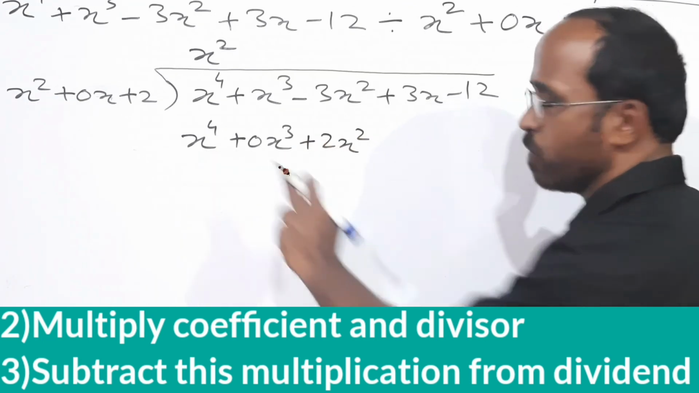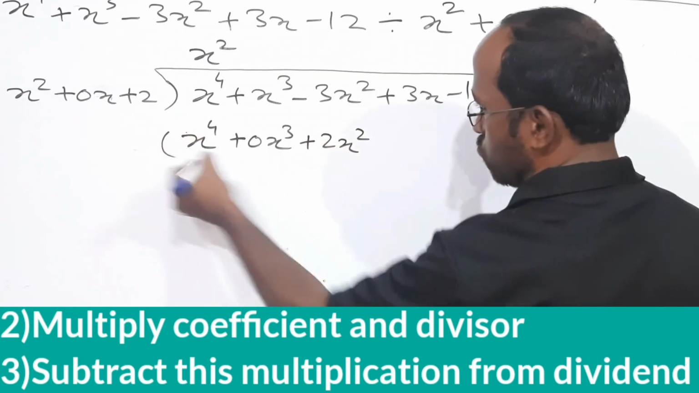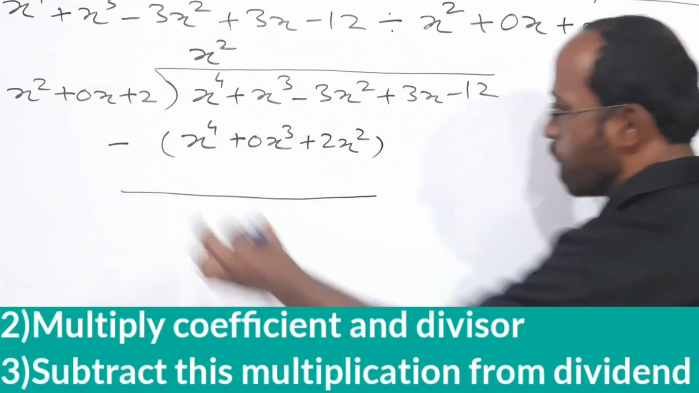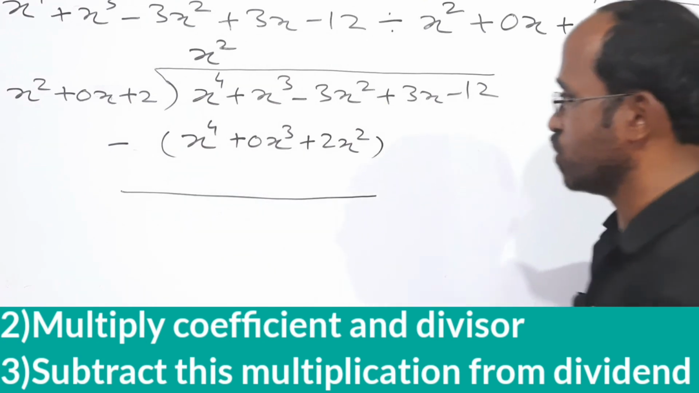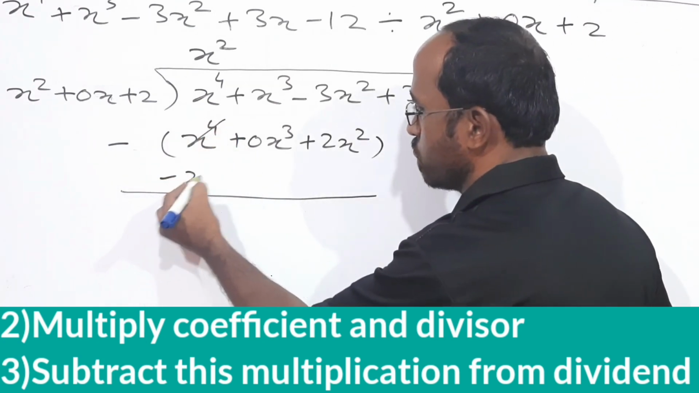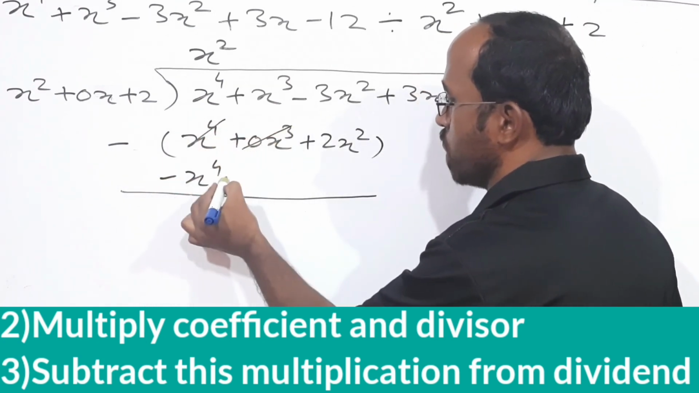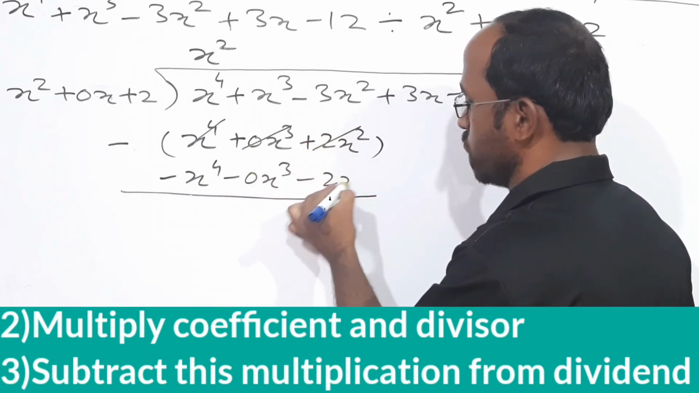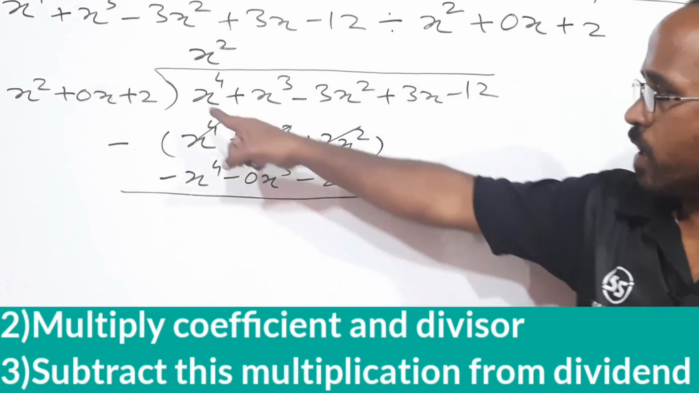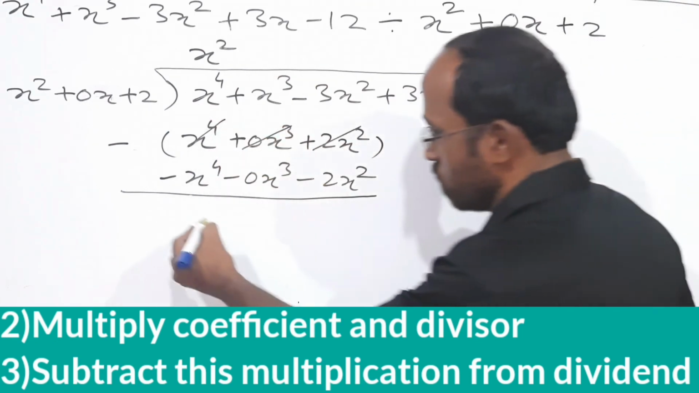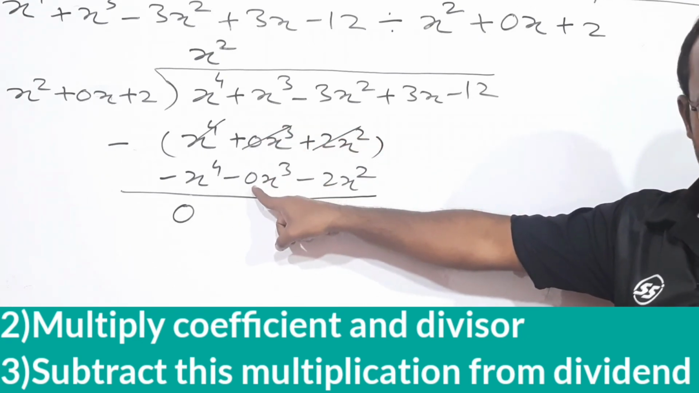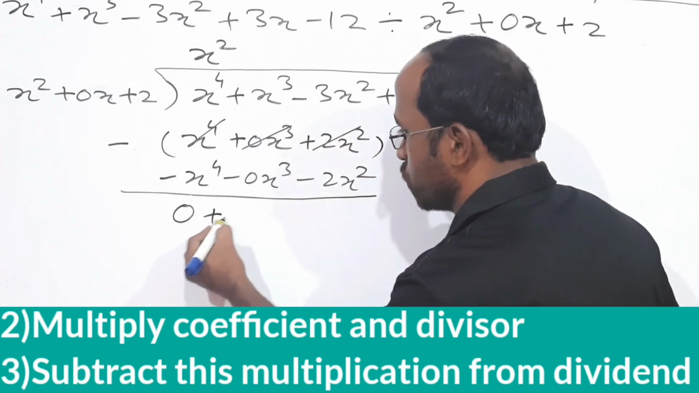Clear? This we have to subtract. So let's subtract. During subtraction, the symbol out of the bracket is negative, so the symbols of the terms inside the bracket will change. It will change into minus x square, minus 0x cube, and minus 2x square. Okay, x raised to 4 minus x raised to 4, 0.